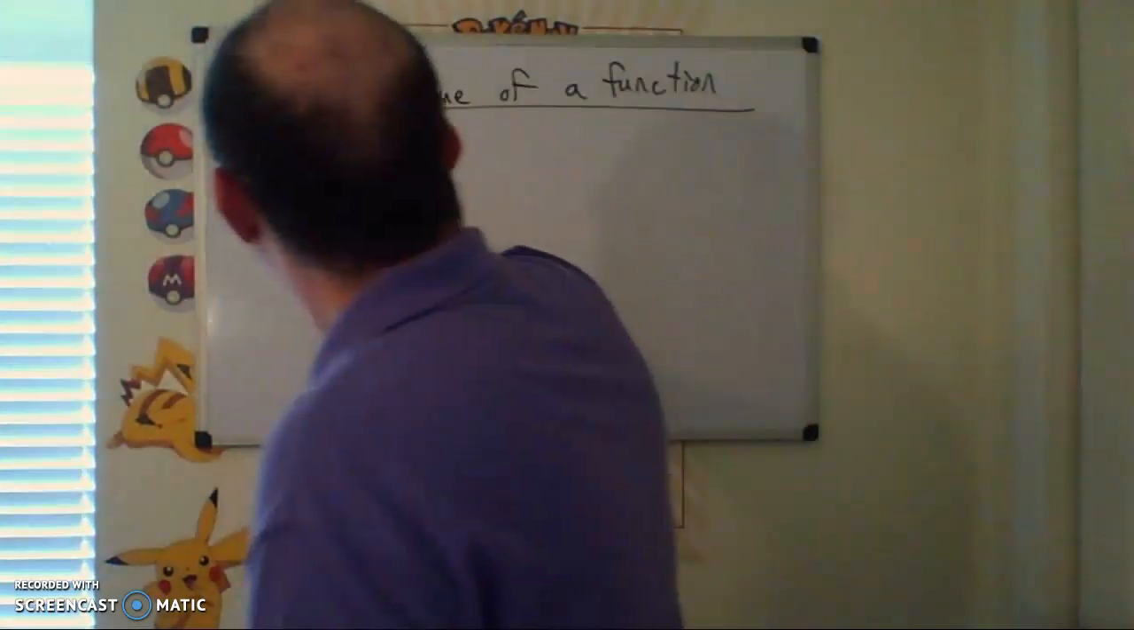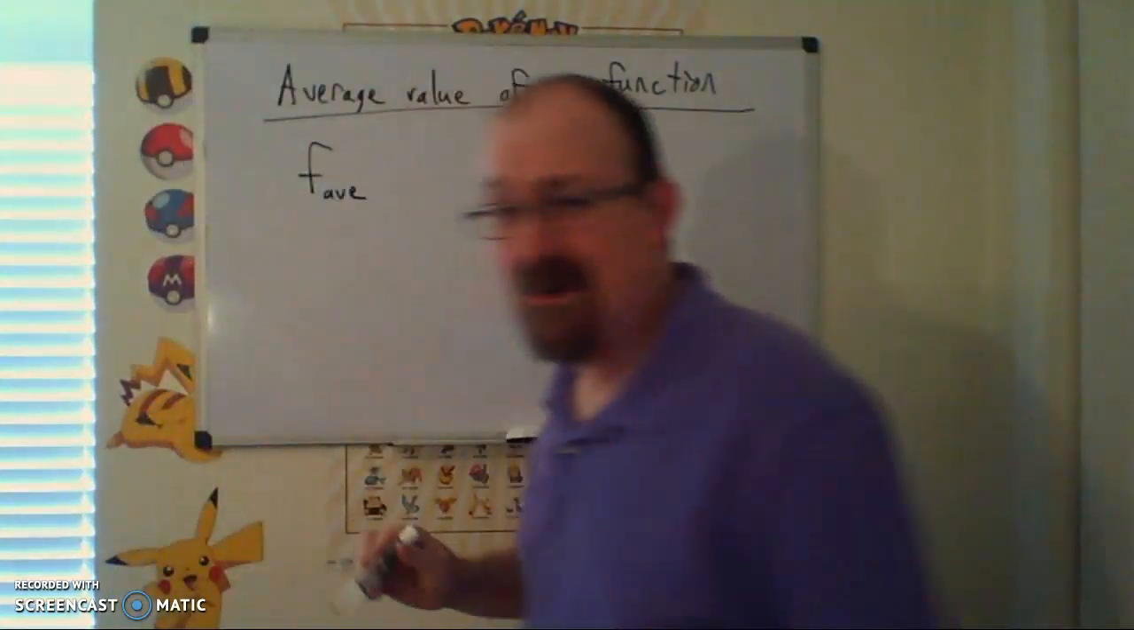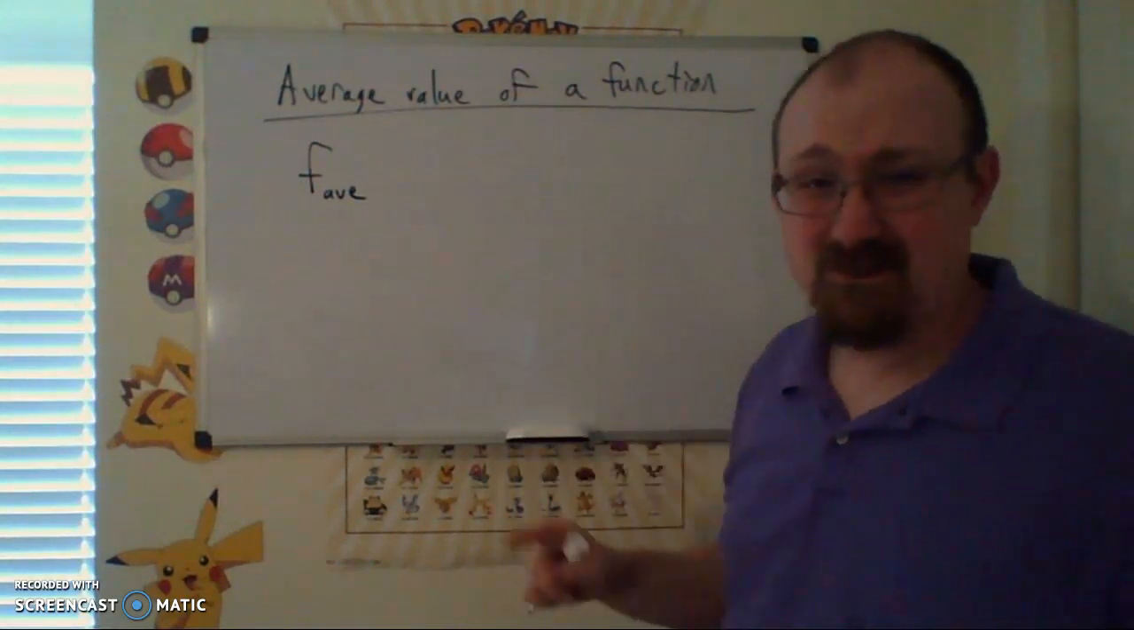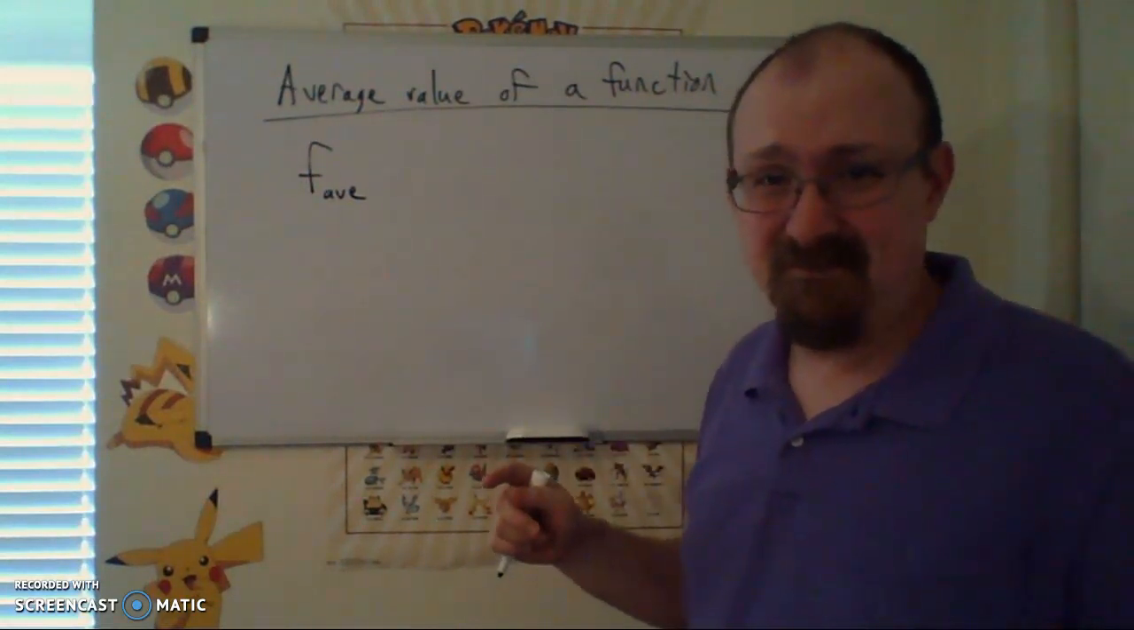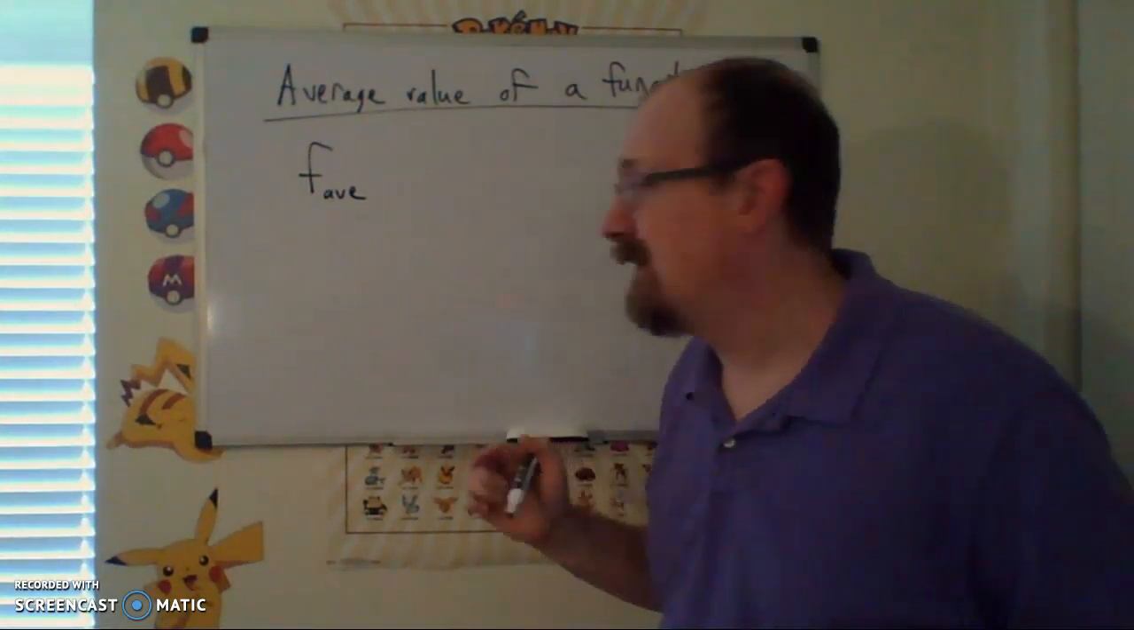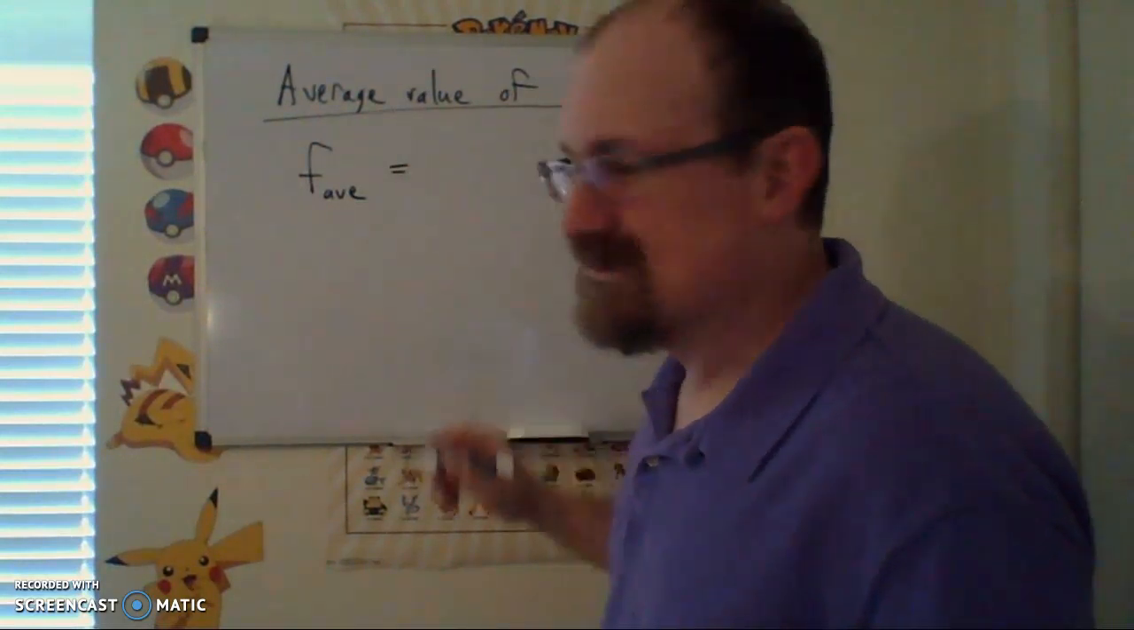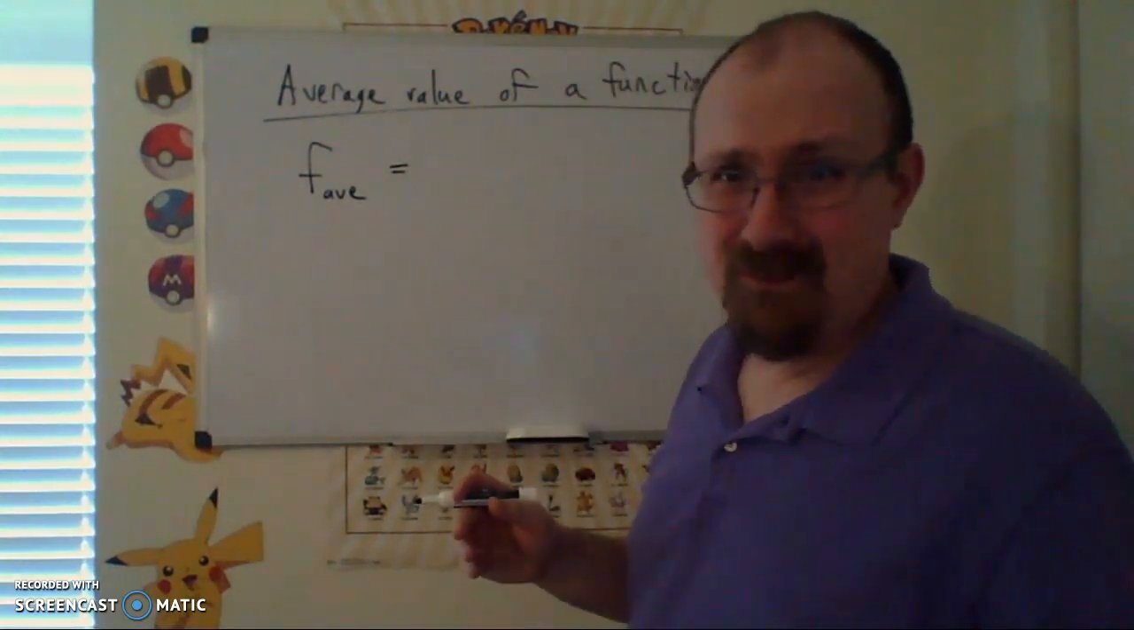Okay, so I generally abbreviate that f with a subscripted AVE. It's not really supposed to be "fave," but it ends up looking like that. I don't think our text uses that notation. I don't know if it gives a notation at all.